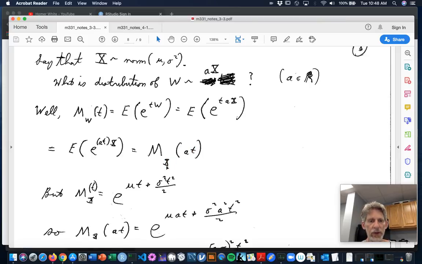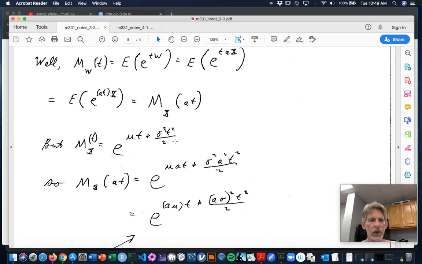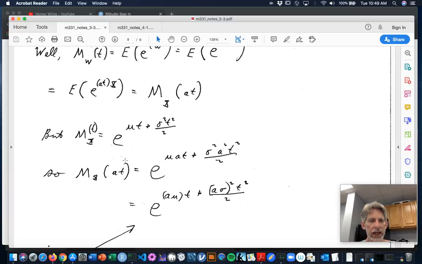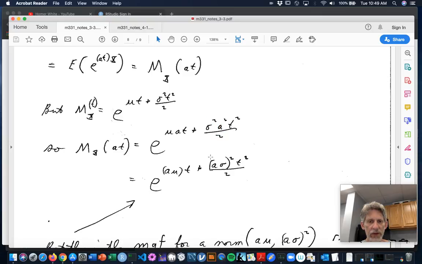Now, X is a normal random variable. And so, you've got to memorize, the moment generating function for a normal is e to the mu t plus sigma squared t squared over 2. So if I put in an at for a t, then I get e to the mu at plus sigma squared a squared t squared over 2. See, the at squared is a squared t squared. Now I can put the sigma squared a squared together as an a squared sigma squared, and I can put the mu a as an a mu.